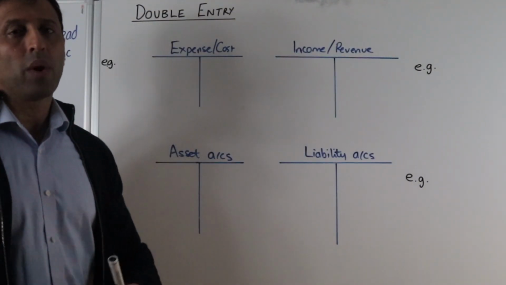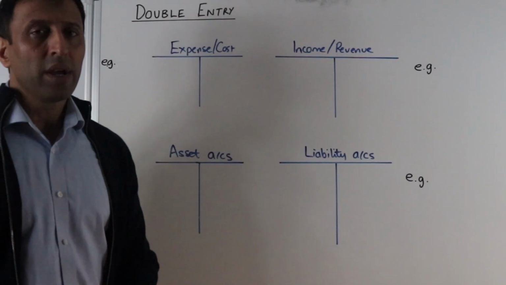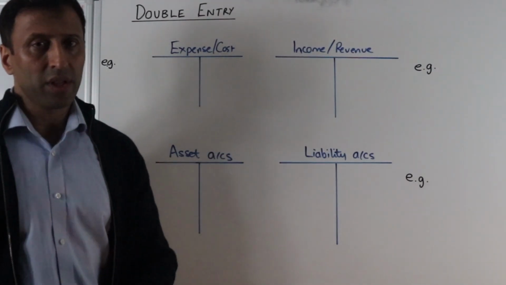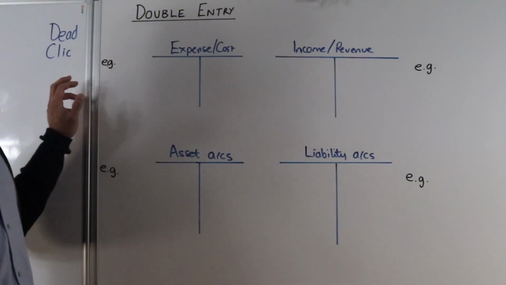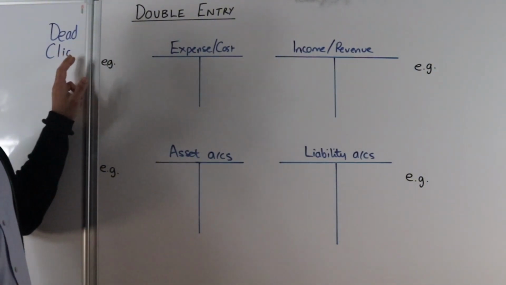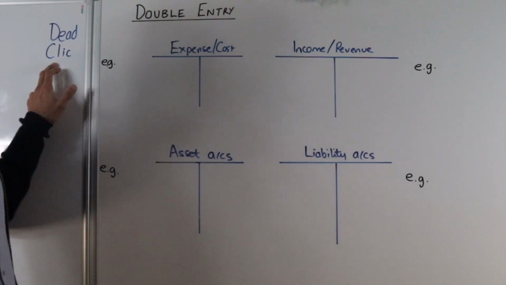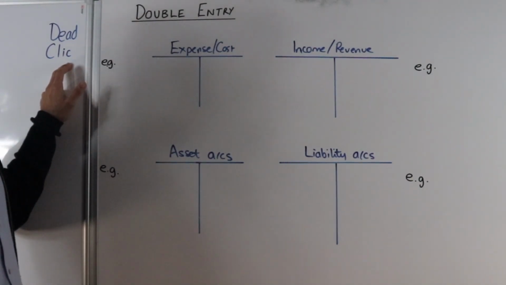Okay, we're just going to quite quickly summarize the rules for double entry and how to do it. So you might be familiar with the acronym DEAD-CLIC, and DEAD-CLIC basically just stands for debit expense accounts, asset accounts and drawing accounts, and CLIC stands for credit liability accounts, income accounts and capital accounts.